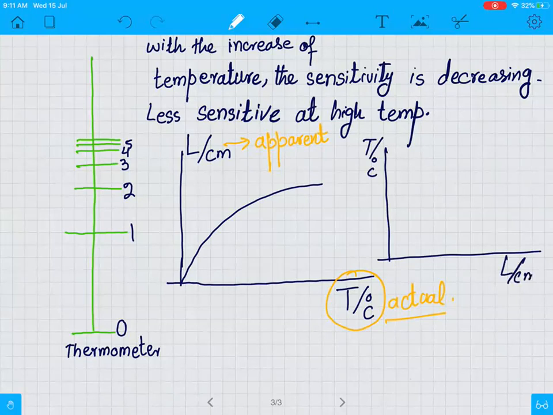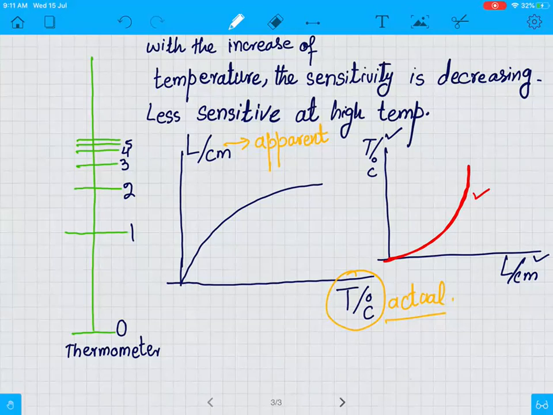It could be the temperature on the y-axis and length on the x-axis. It will not matter, as the principle is still the same. Since the divisions are getting smaller, the graph has to bend away from the apparent axis. So the graph may bend towards the apparent axis or away from it. If the divisions are getting bigger, it will bend towards the apparent axis. If the divisions are getting smaller, it will bend away from the apparent axis.